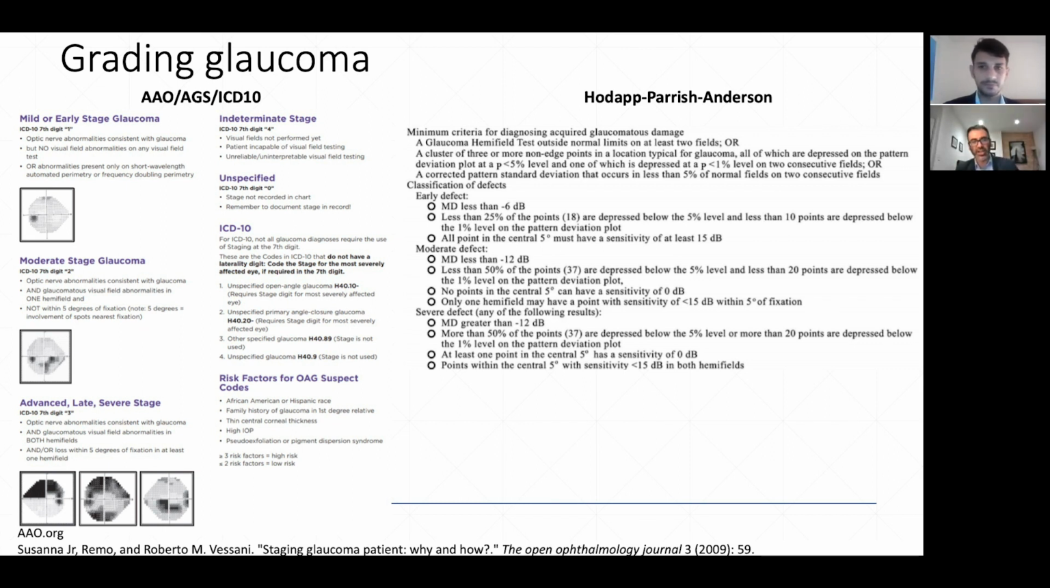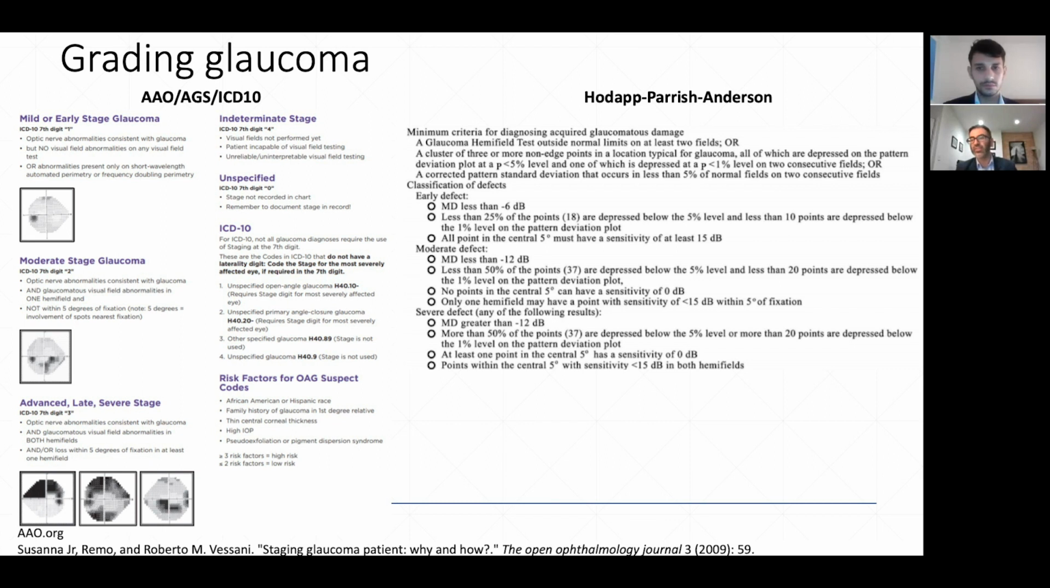That little sheet that you have, I print that off and I keep it in the clinic, because as you can see on the bottom, it also has the risk factors for open-angle glaucoma suspect. And just like you mentioned, less than 2, low risk; greater than or equal to 3, high risk.